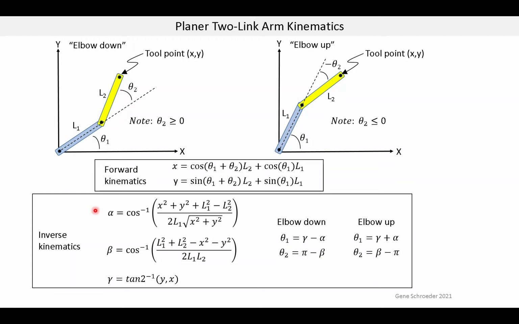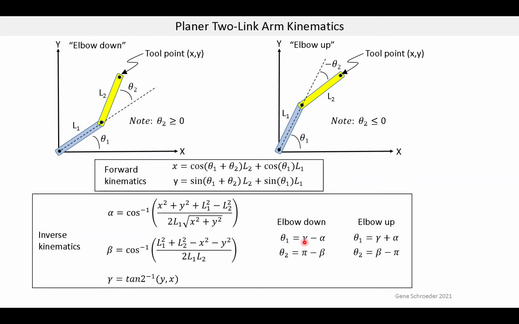Now, the way this solution is expressed is to first calculate these three values, alpha, beta, and gamma. And then, to get the joint angles, we choose one of these sets of equations and we plug in alpha, beta, and gamma, and pi in this case is just the constant pi. And that gives us the angles.